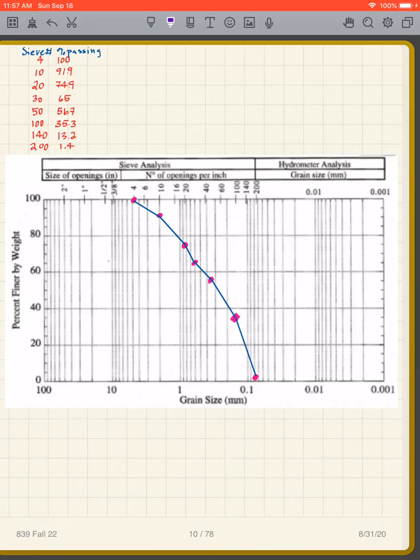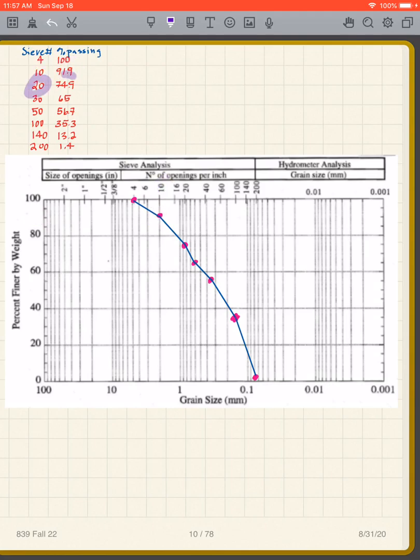Okay, so here are the sieve numbers. Here's the percent passing. We're going to put these onto our plot. And number 4, we have 100% passing. So number 4, 100%, there's our point. Number 10, 91.9. 91.9 is approximately there.